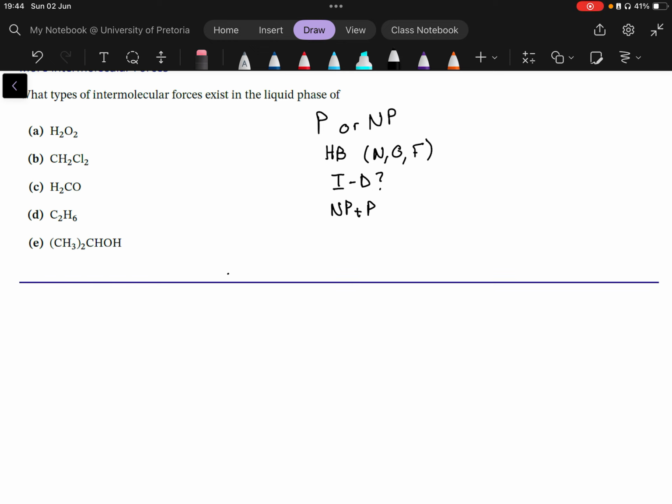Right, so our first question is: is H2O2 polar or non-polar? And the answer lies in how you draw it. It technically has a bent geometry, and then it will be polar. So in A, it is polar. That means we have dipole-dipole forces. It also can have hydrogen bonding forces. And of course, all molecules have London dispersion forces.